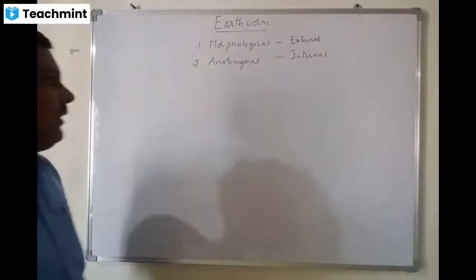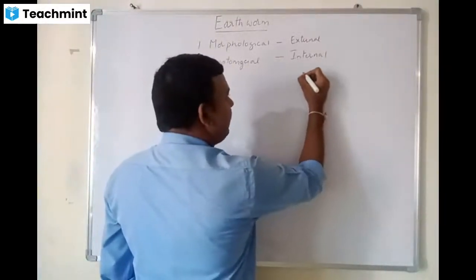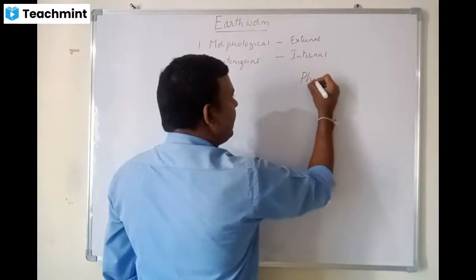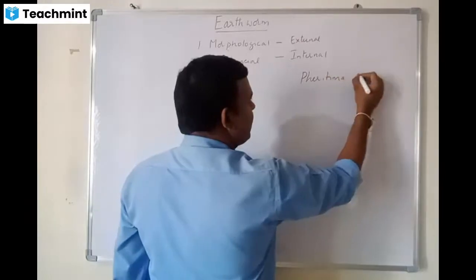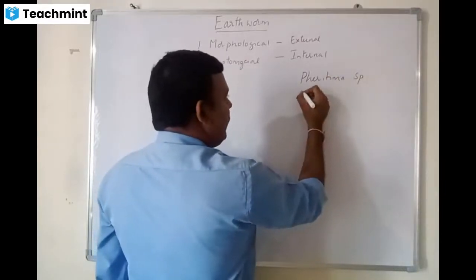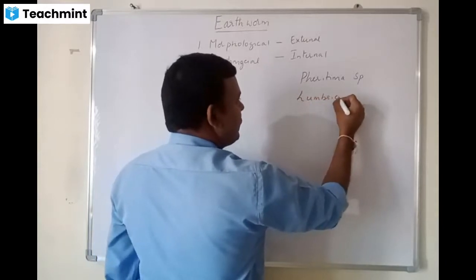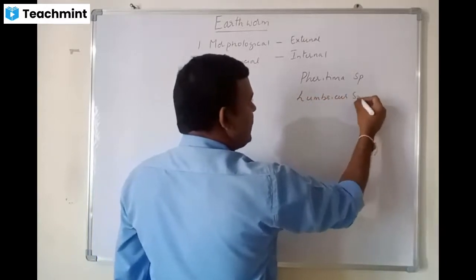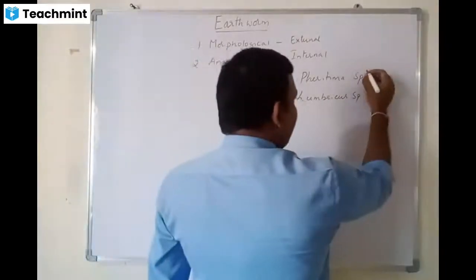Okay, in earthworm we have two important genera, that is Pheretima species and Lumbricus. This is another species. These two species are important Indian earthworms.